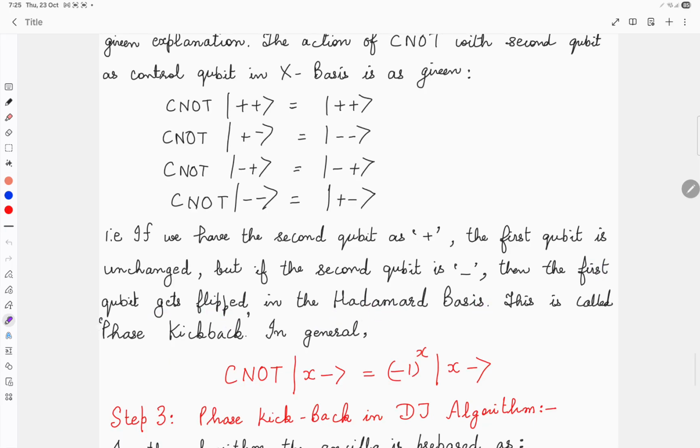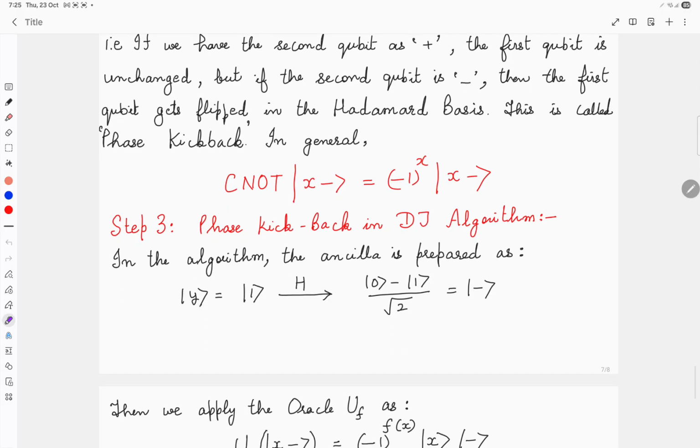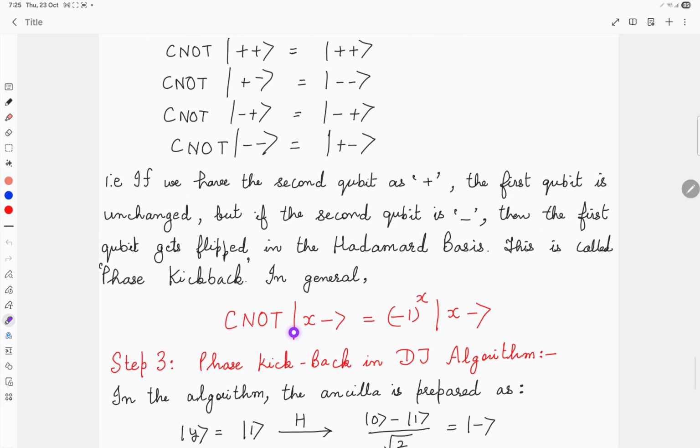This is called phase kickback. In general, this is the expression for the phase kickback. What is happening in this case? So this is our x qubit, this is our negative.